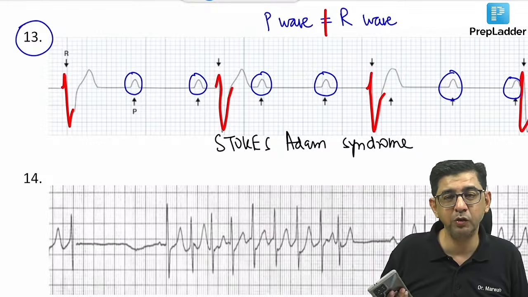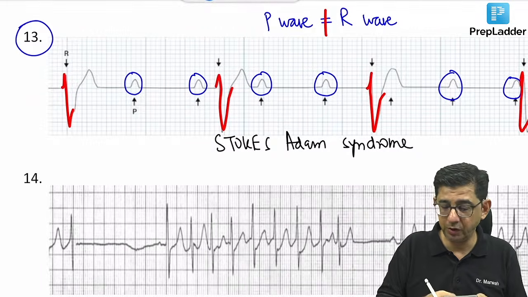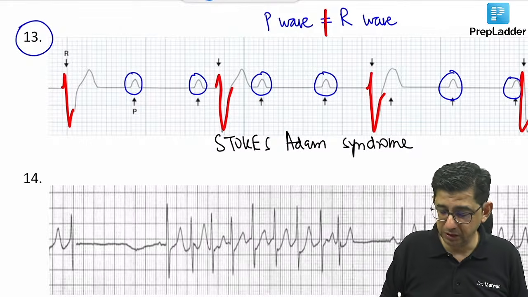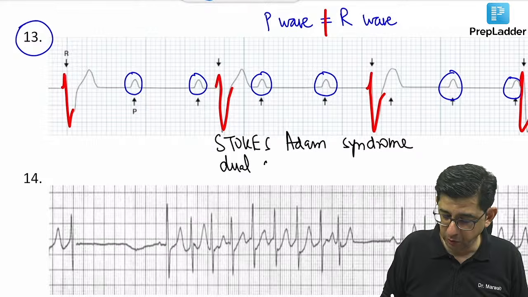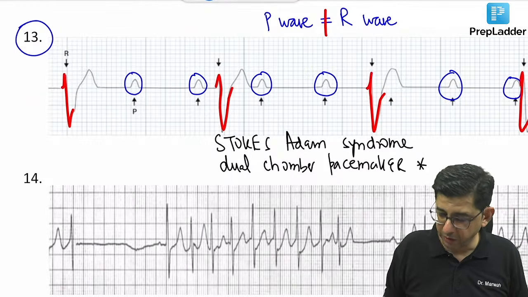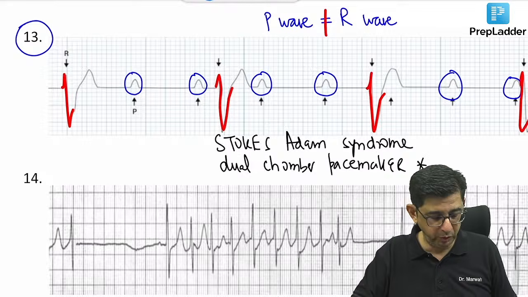We have AV dissociation in this case, and because of this AV dissociation, the two chambers of the heart are working independently. So what we have to do in this case, and this is also what they've asked, is go in for a dual chamber pacemaker, because the two original pacemakers of the heart are making a mess of the situation. So we put in a computer that is now going to ensure coordination between the two chambers of the heart.